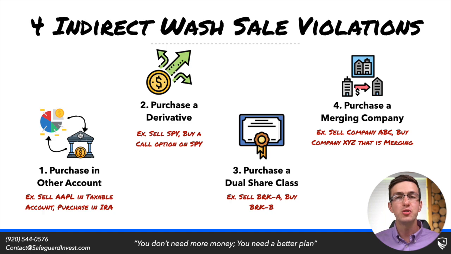Next, if you purchase a derivative, whether that's an option or some kind of other derivative like a warrant, that will also be a violation. If you sell a given investment and then purchase a dual class share, this is once again a wash sale violation. So for instance, if we sell out of Berkshire Hathaway Class A and we take a capital loss and buy back into Berkshire Hathaway B, that would be disallowed. If we also purchase a company that is merging with the company we just took a capital loss on, once again, this would be a violation. So let's say we sell company ABC, we buy company XYZ, and they are merging together. This is not allowed.